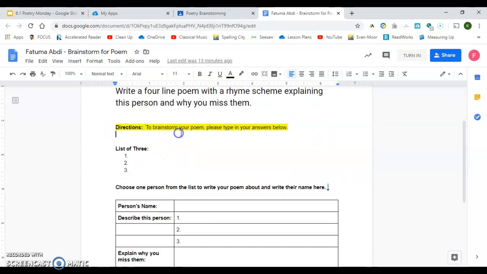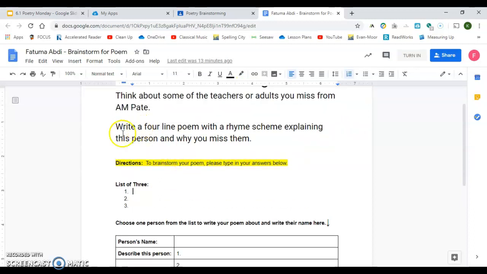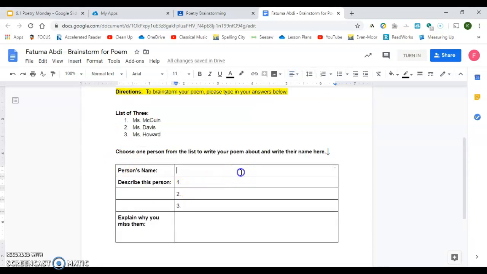Okay, so when we brainstorm, we always start with our list of 3. Okay, so our prompt is write a 4-line poem with a rhyme scheme explaining this person and why you miss them. So we need a list of 3 people we miss. Okay, so I'm going to write down my 3. Got Miss McGuinn, Miss Davis, and Miss Howard.